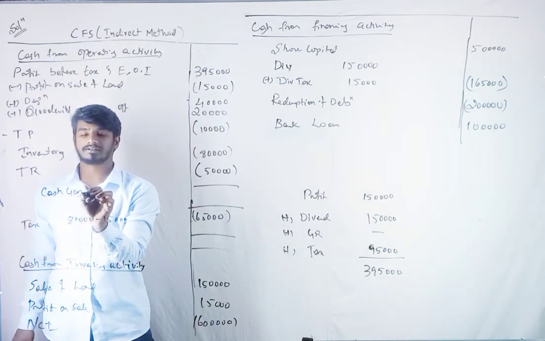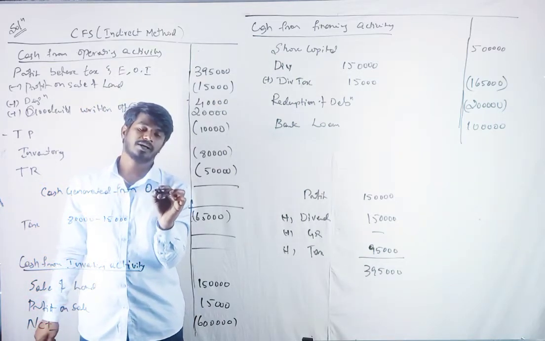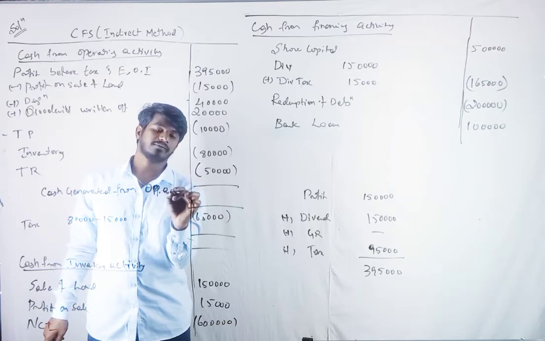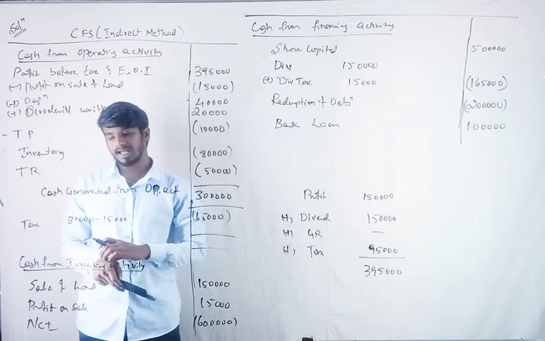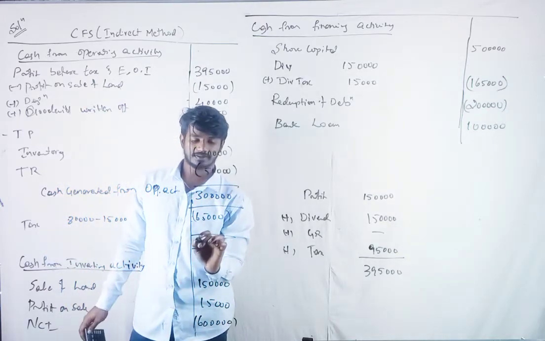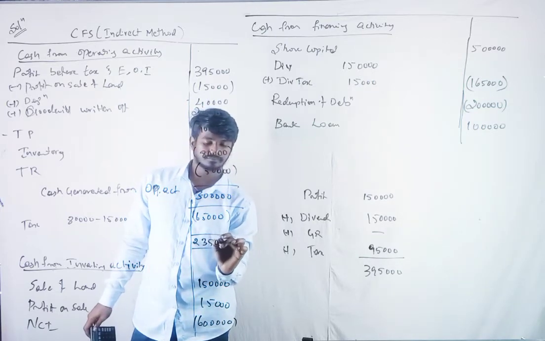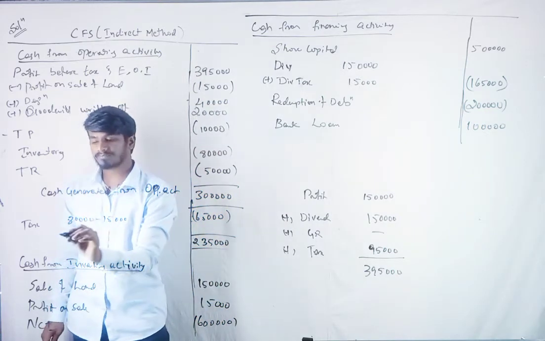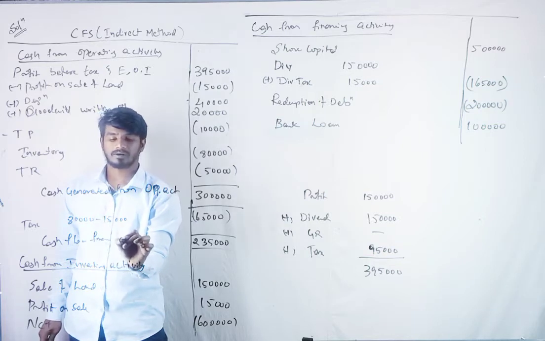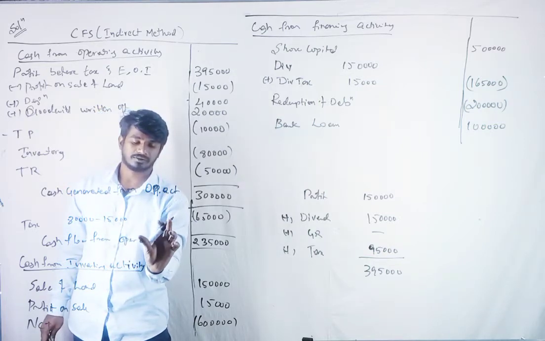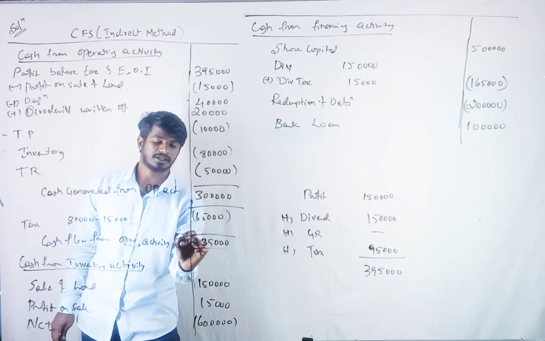Cash generated from operating activity, 3 lakh it is. From that 3 lakh we will minus 65,000 of tax. It will be 2 lakh 35,000. 2 lakh 35,000 is the cash flow from operating activity. You write it in full. We consider it as A, right?